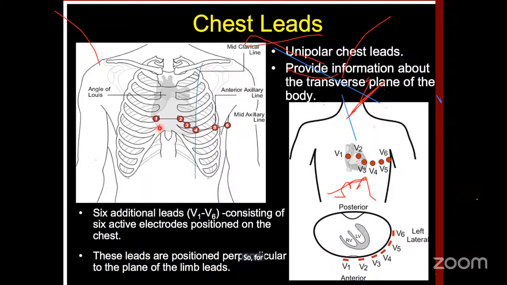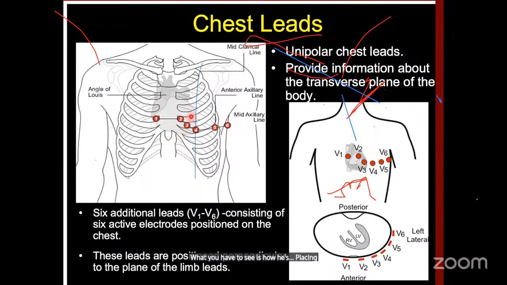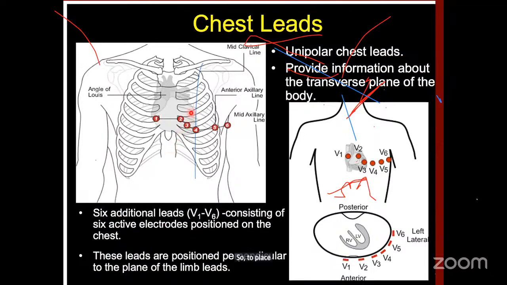For example, when you go and look tomorrow, to know whether your ECG technician has the right knowledge of ECG recording, what you have to see is how he places the lead V3. So ask him to place V3. If he goes and places V3 directly in one place, he does not know anything about ECG recording. To place V3, one must place V2 first, then V4, then place V3 in between. Then only you know that the ECG technician has the right knowledge of ECG recording.